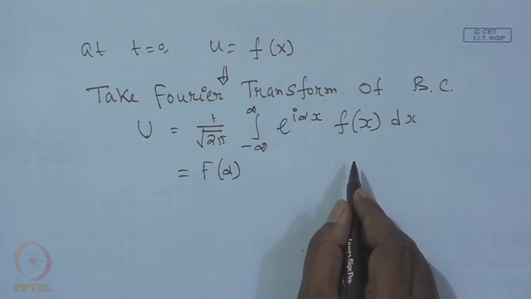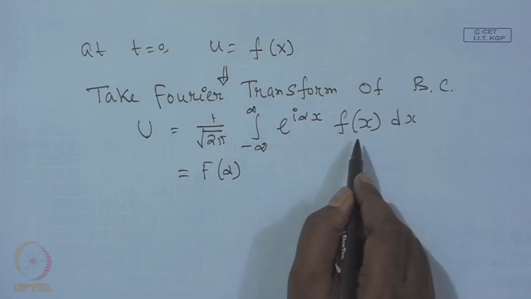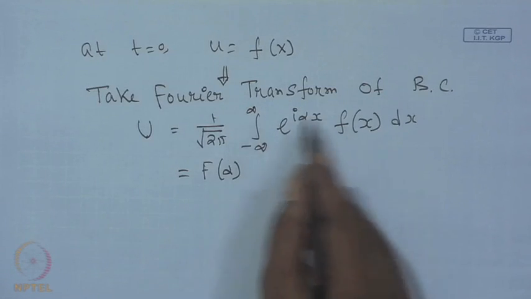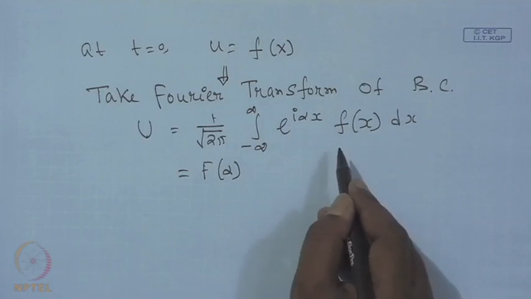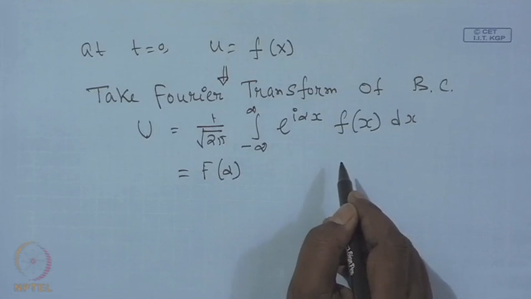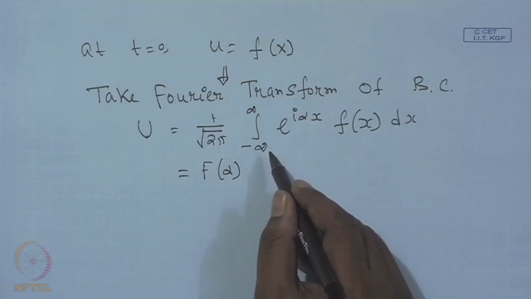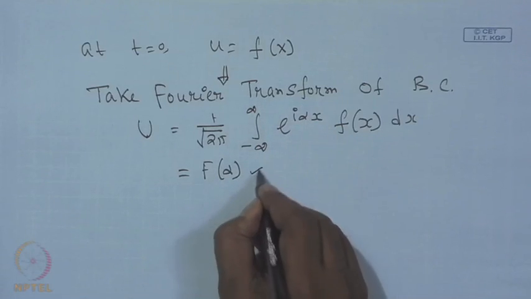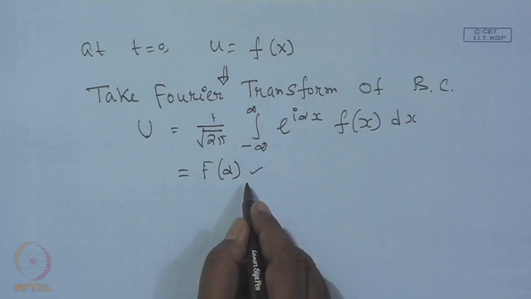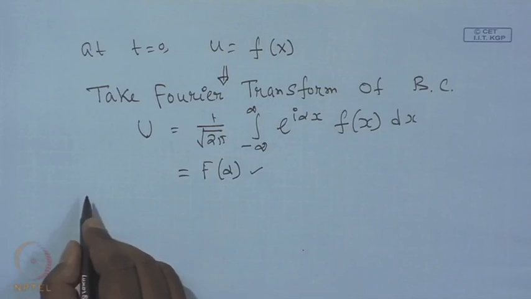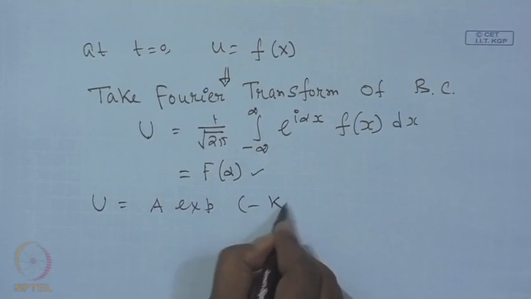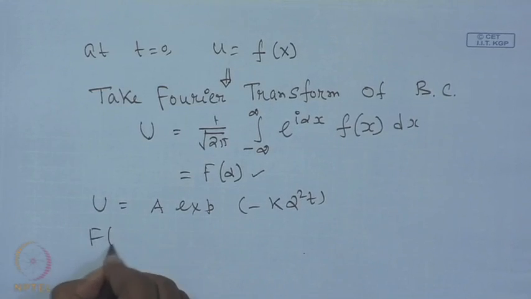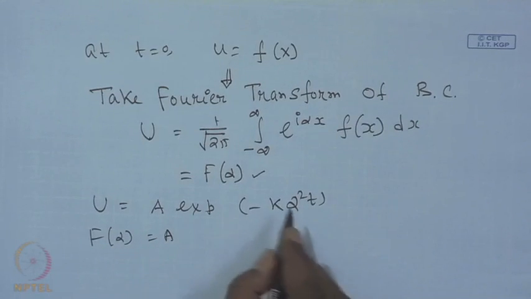If f x is specified, then we can take the Fourier transform of that. Suppose f x is x, then we can carry out the Fourier transform of that. If f x is different, let us say e to the power minus x square, then it will be different. So, depending on the expression of f x, we can have the Fourier transform of this initial condition. Let us call it in general f of alpha. So, we put it here. The solution is a exponential of minus k alpha square t. So, f of alpha is nothing but a. We put t equal to 0 there.